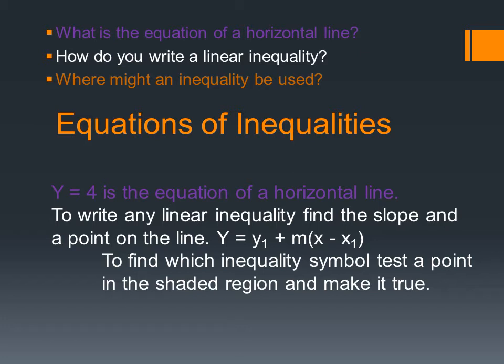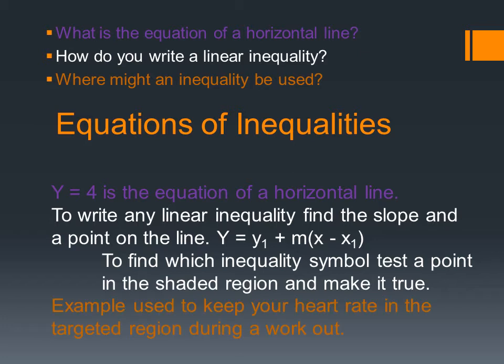Finally, you have to give me a situation where this might be used. You all might remember the heart rate problem where you had to be between ages, I don't remember exactly, but it was like 14 and 70, and your heart rate had to be between 75 and 90% in order for it to be in a target heart range for the best possible workout.